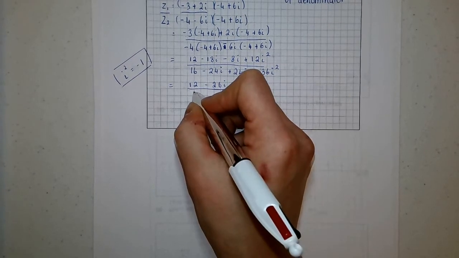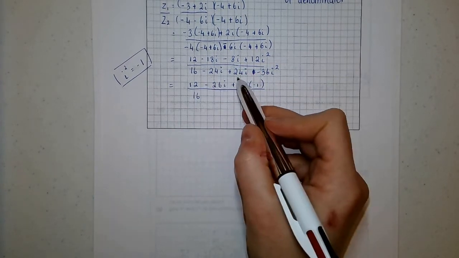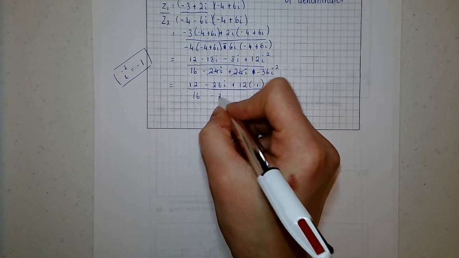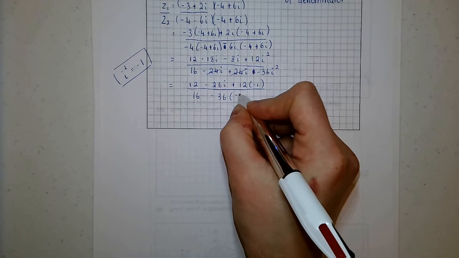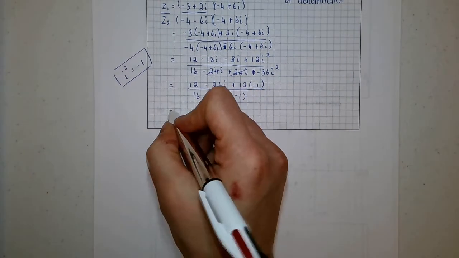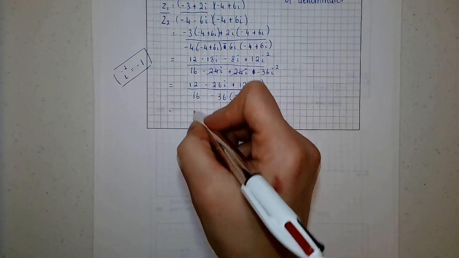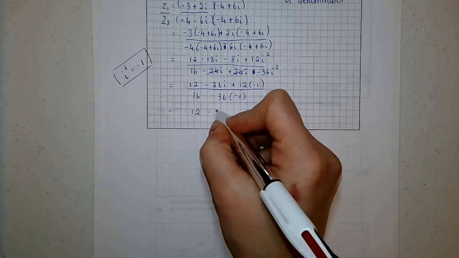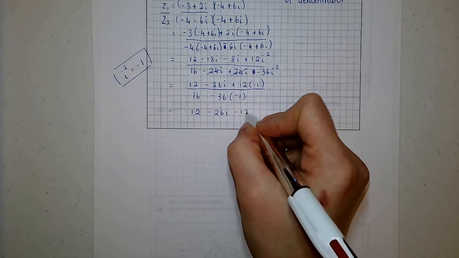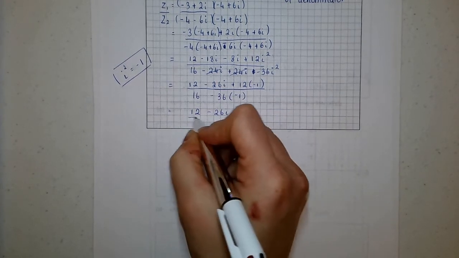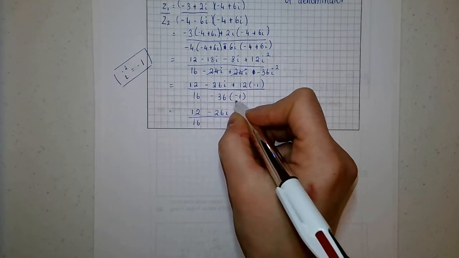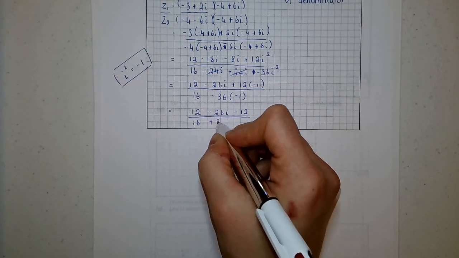On the bottom, 16 minus 24i plus 24i is 0, and then minus 36 multiplied by minus 1, because we know that i squared is equal to minus 1. We're going to keep going and simplifying. On the top, 12 minus 26i plus 12 times minus 1 is minus 12, all over 16 minus 36 times minus 1, which is plus 36.